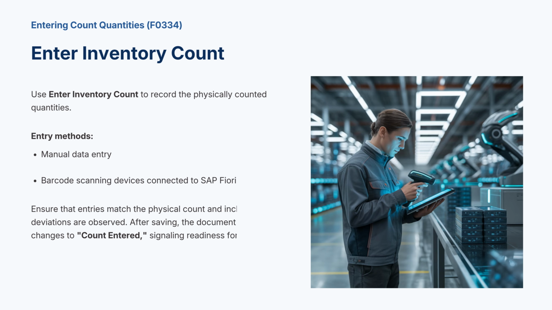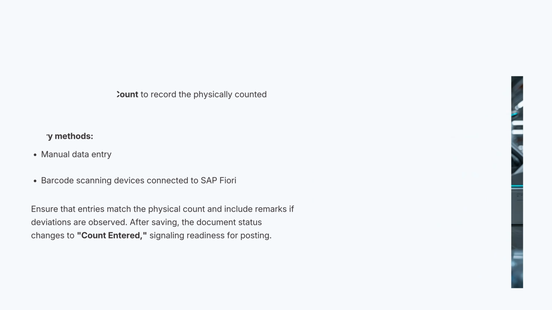Entering count quantities, F0334. Now open the Enter Inventory Count app. Warehouse personnel physically verify quantities and enter them here. They can also scan barcodes for faster entry. Always add remarks for damaged, misplaced, or sample materials. Once data is saved, the system changes the document status to count entered, signaling readiness for review and posting.